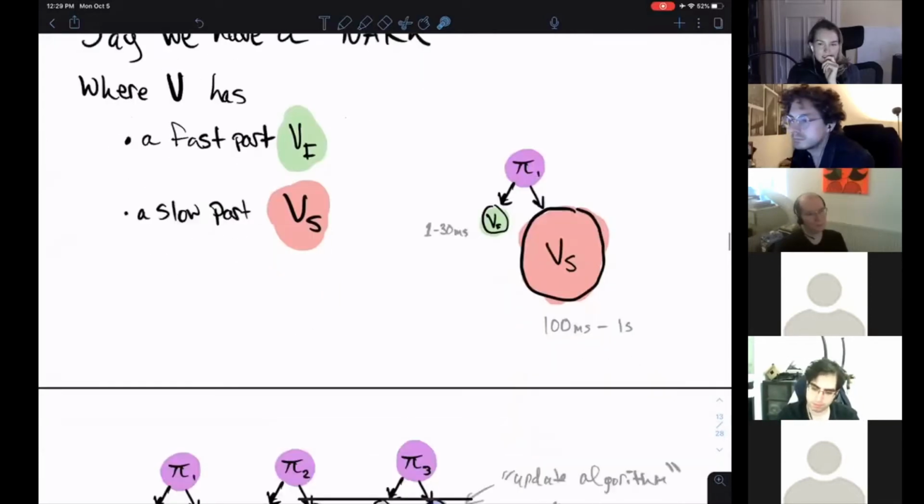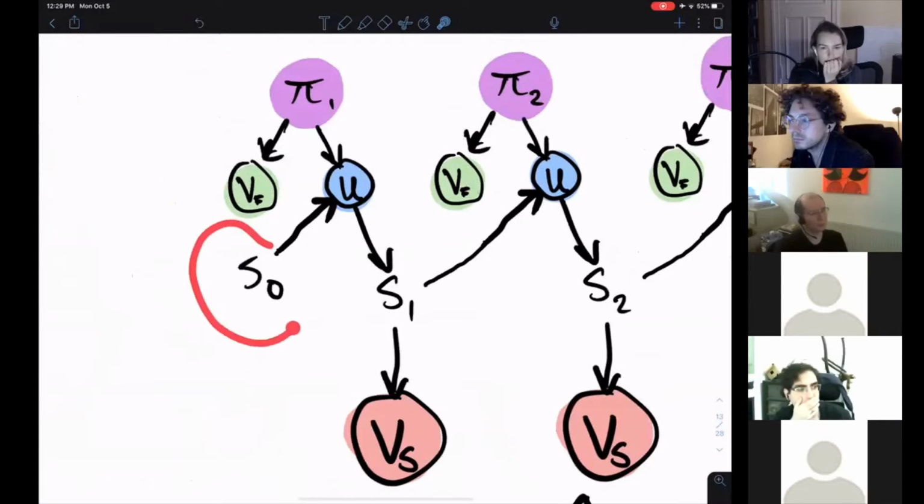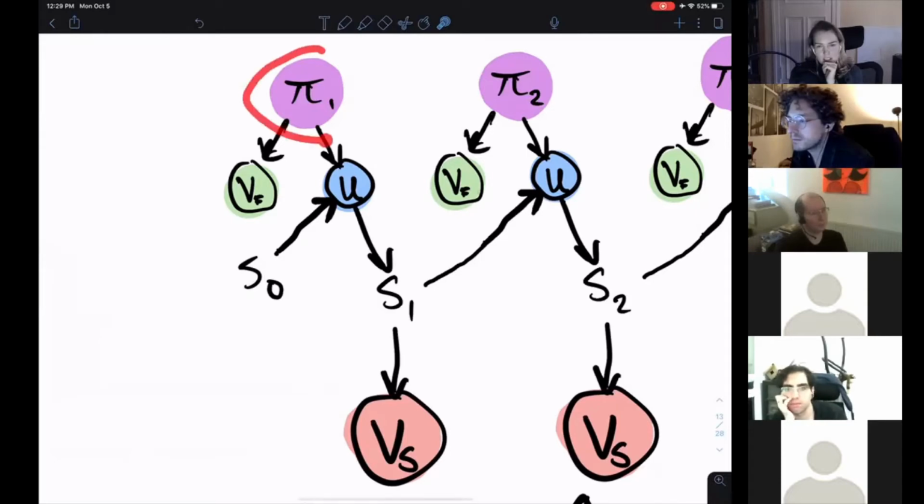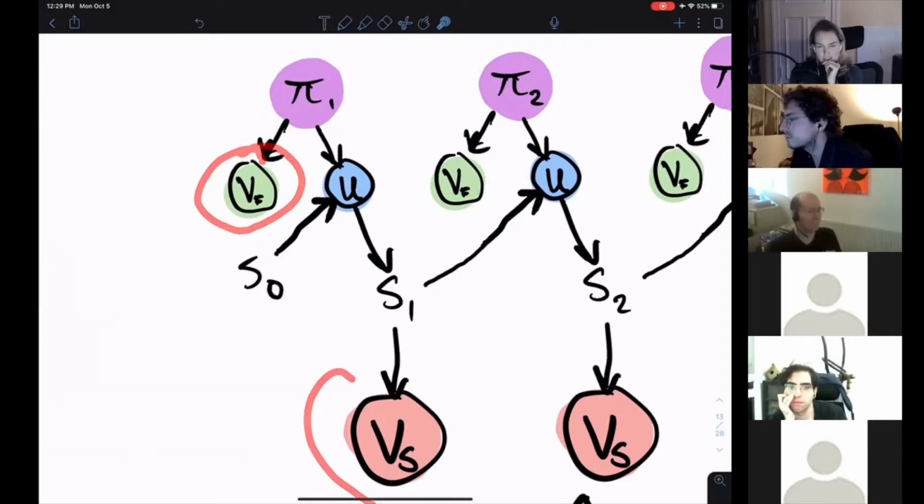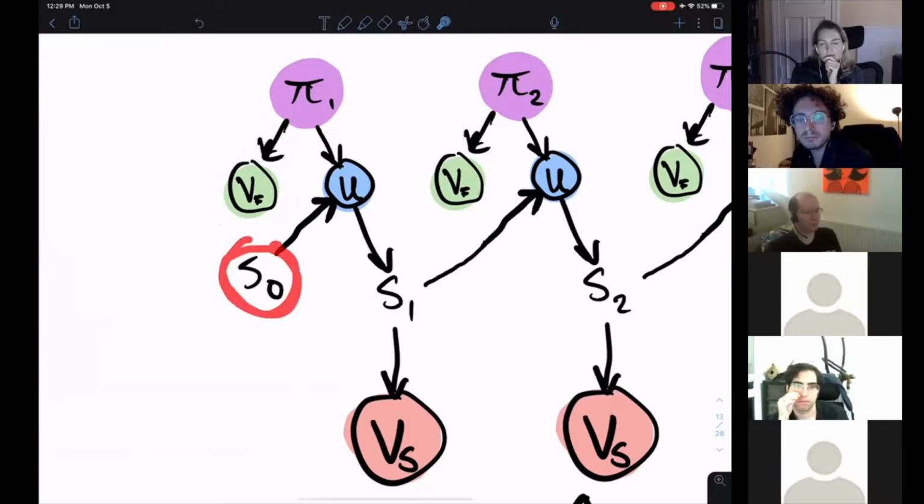And moreover, there's sort of an update algorithm, and a notion of like a proof state, okay? Such that when you want to verify a proof pi1, instead of running both the fast part, VF, and the slow part, you can just run the fast part and run this update algorithm to transform your proof state S0 into a new proof state S1, which then later, if the mood strikes you, you can feed into vslow, the slow part of the verifier, and finish off the verification. But crucially, you don't need to do that if you don't want to.